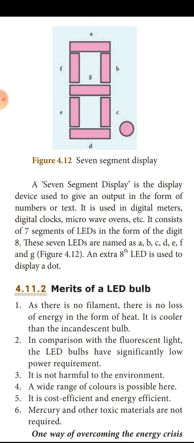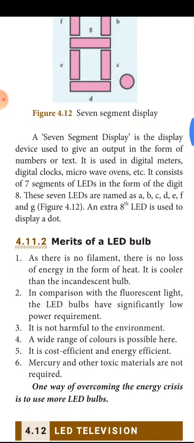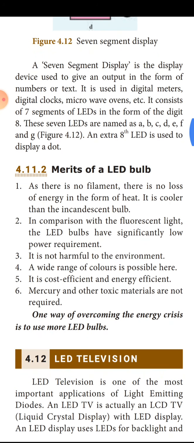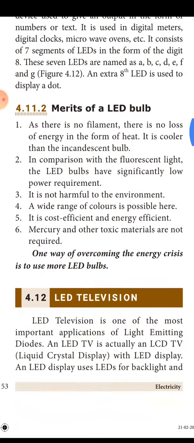Where are we using the 7 segment display? Microwave oven, digital clock, etc. And the 8th segment is there, it is displayed as a dot. What are the uses of LED bulbs? No filament, no loss of energy, no heat, it is not harmful to the environment, it has low power requirement, cost efficient and energy efficient, more colors are available, mercury and other toxic materials are not used. These 6 points are all the merits.